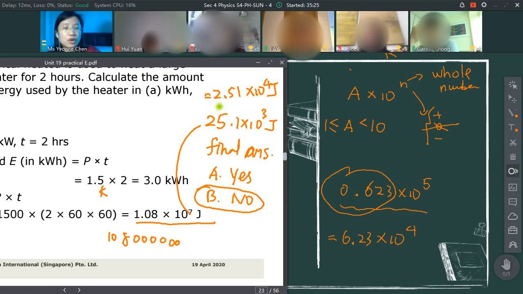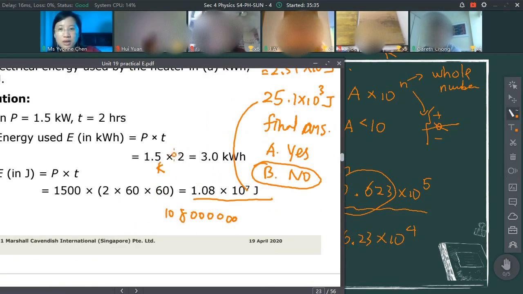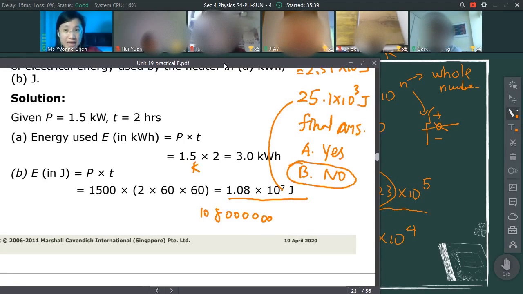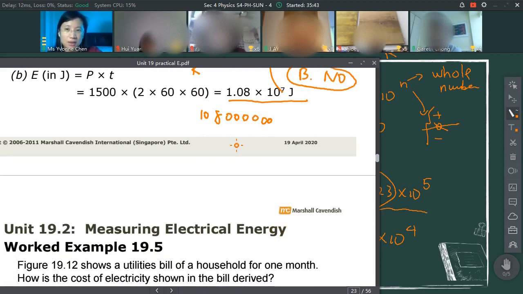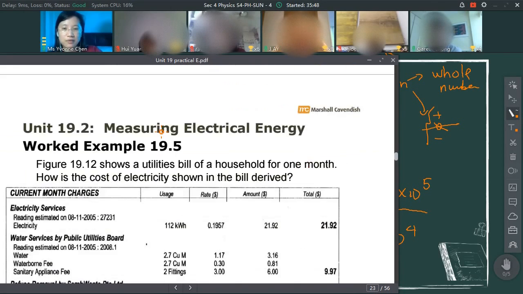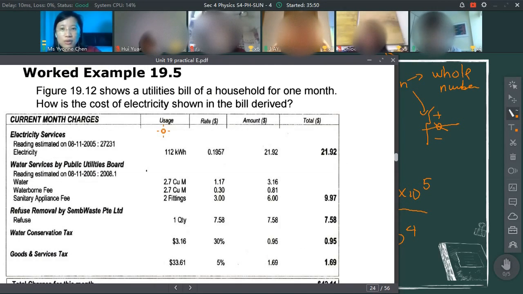This is an important skill. For all the physics questions, you need this skill, especially when the number is very, very large or very, very small. Please remember that. Now let's continue. Physics is a combination of content knowledge as well as skill. You need to know certain facts, and you need to know how to apply various skills to solve problems.